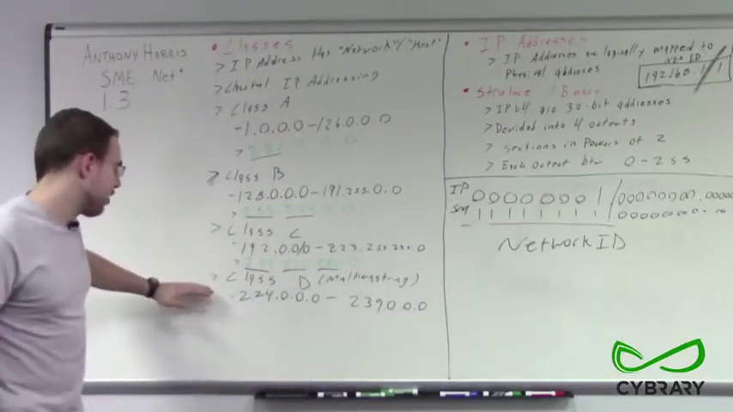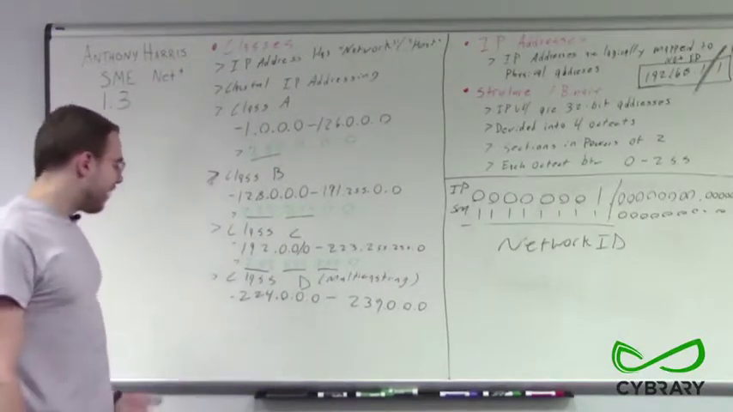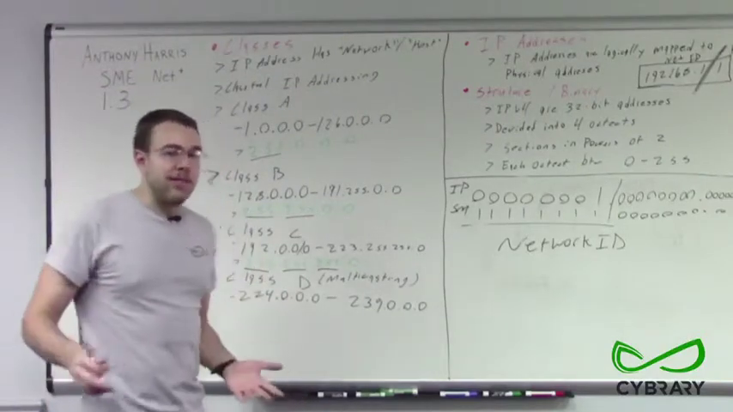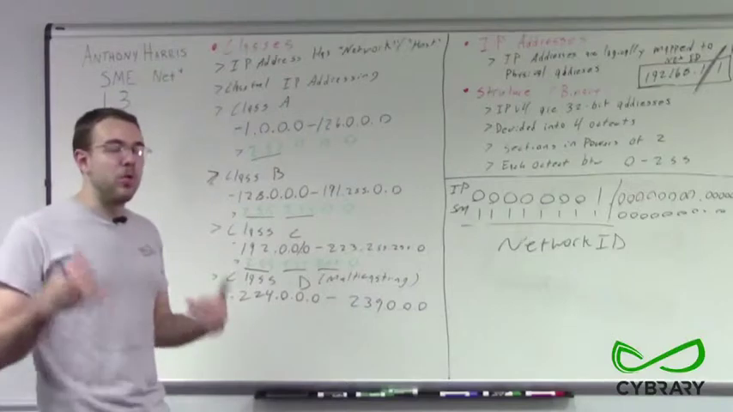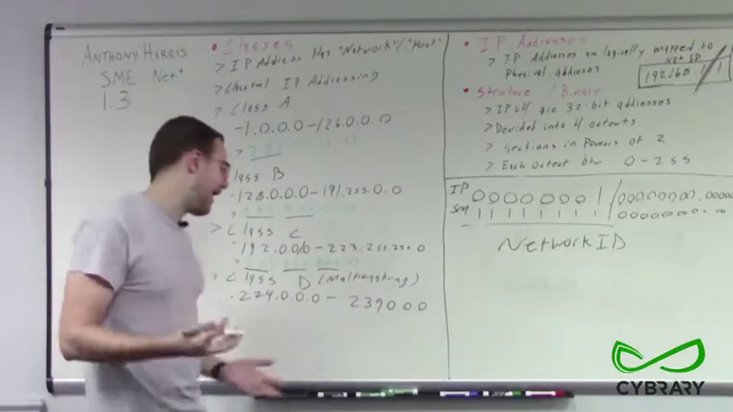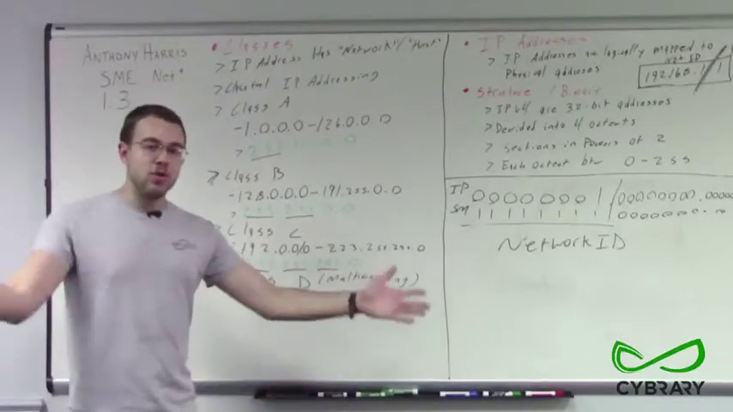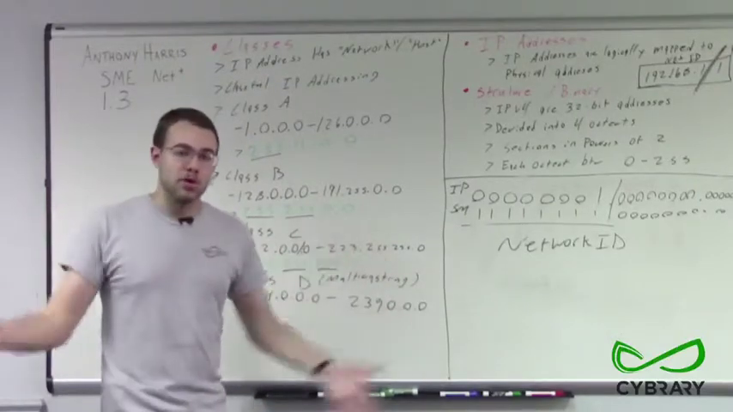And then lastly, we have our Class D addresses. Now, our Class D addresses are going to be used for multicasting. Now, what is multicasting? Well, multicasting is when we send out data, we send out a packet to a multicasting address, and that address is used to send data to multiple different computers.